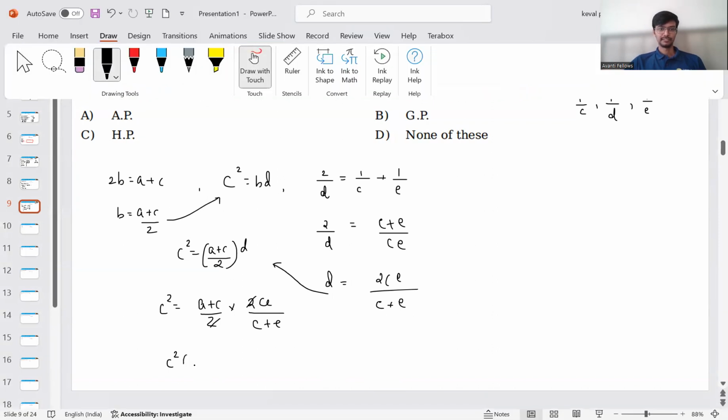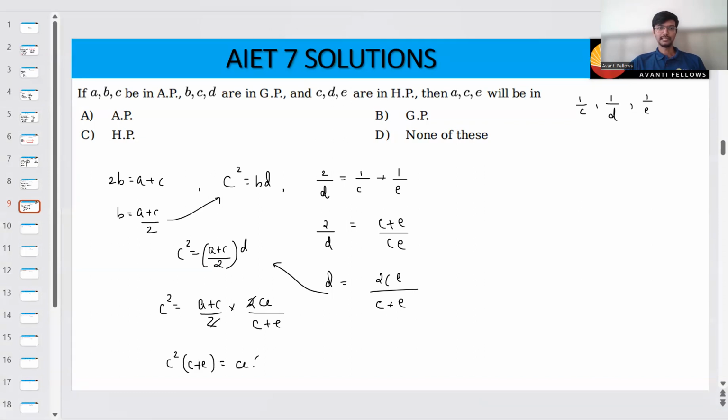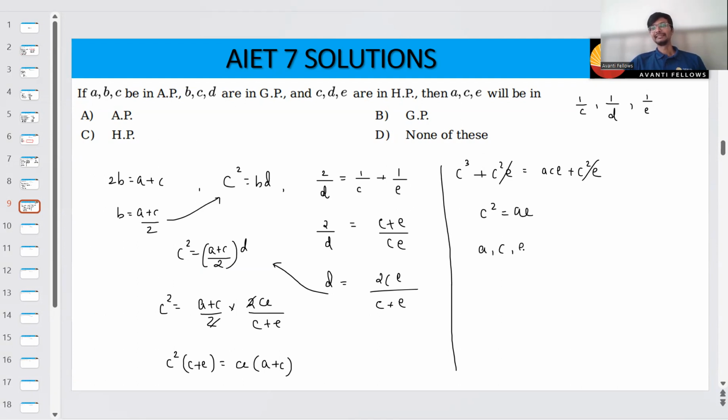If we cross multiply, we get C square into C plus E is equal to CE into A plus C. So we got C cube plus C square E is equal to ACE plus C square E. C square E will get cancelled, so I'll get C square equals to AE. This implies A, C, E are in GP, option number B. Let's move on to the next.